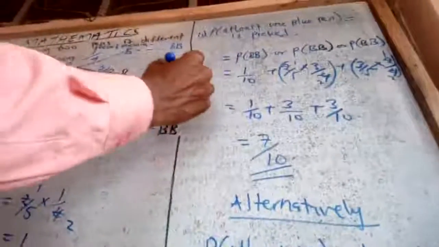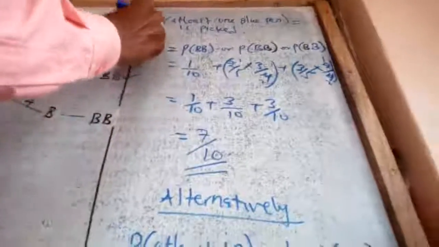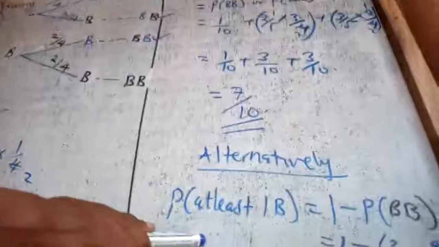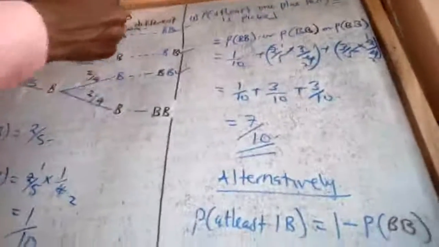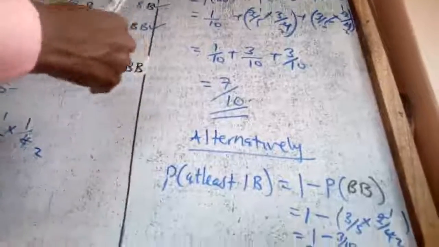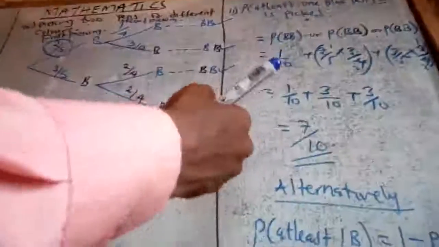You can see that I had 3 possible outcomes as far as method 1 is concerned. As far as method 2 is concerned, you just say the total probability is always 1 for all outcomes, and therefore you subtract the probability of an outcome which is not expected.